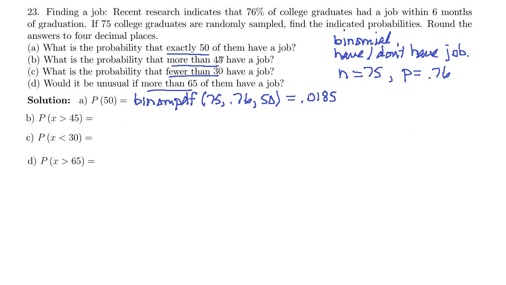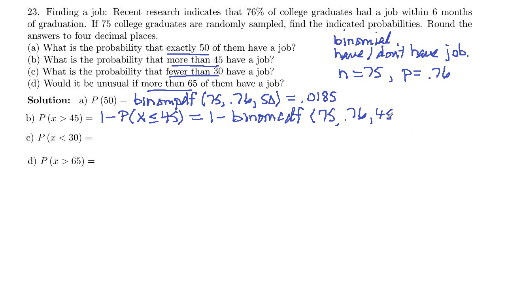What's the probability that more than 45 would have a job? So that's x greater than 45. Remember that binom CDF gives less than or equal probability, so we have to look at the complement event here: 1 minus the probability of the opposite. If you're not greater than 45, you're less than or equal to 45. So this is going to be 1 minus binom CDF, with n is 75, P is 0.76, and x is 45.